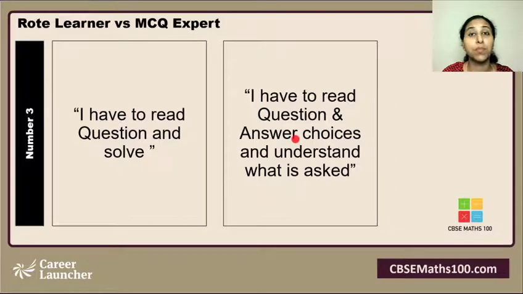And another thing different from a rote learner and an MCQ expert is, a rote learner feels that they have to read the question and then directly start solving by maybe writing all the important information from the question, writing a lot of steps, and then arriving at the answer finally. But an MCQ expert reads both questions and answer choices simultaneously, and they understand what is the main question asked. What is the concept behind that before trying to solve and arrive at the final answer, right?